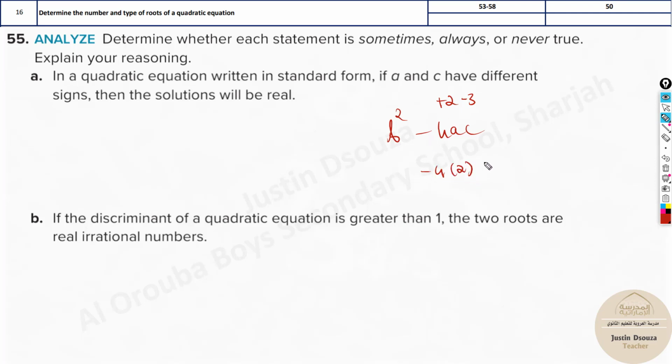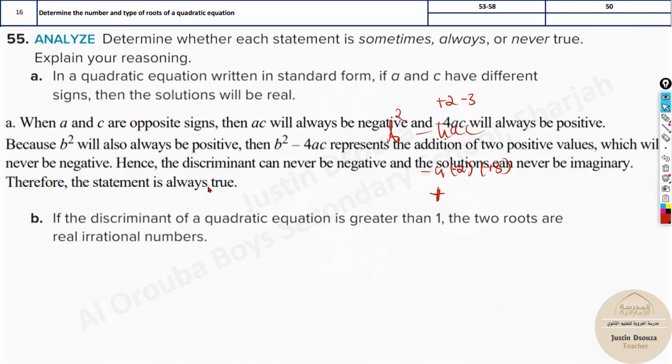-4 times 2 times -3 will be plus. The answer will be plus. Or if this is minus, then that will be plus. Then again it will be plus. Only if both are minus or both are plus, then it will be negative. So they have told us if the signs are opposite, different signs, then the solution will be real. Yes, absolutely, it will be real. Okay, it's always true.